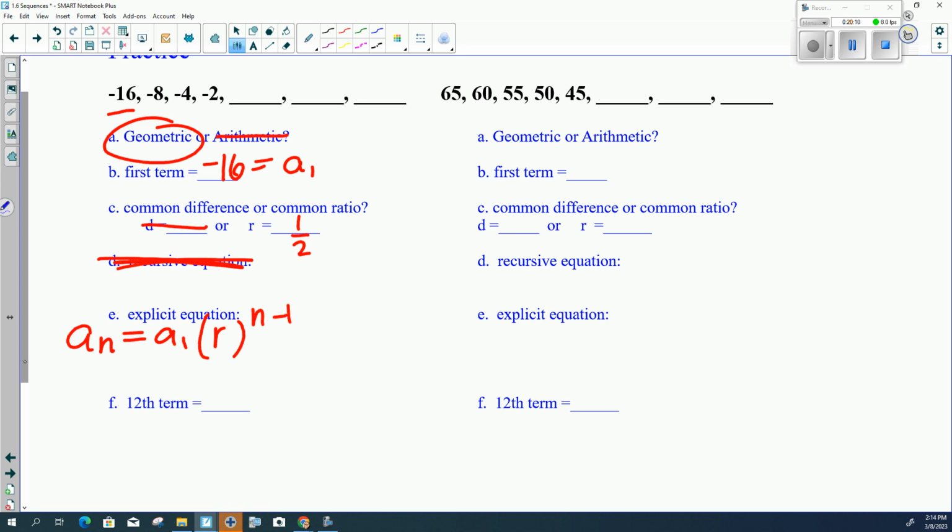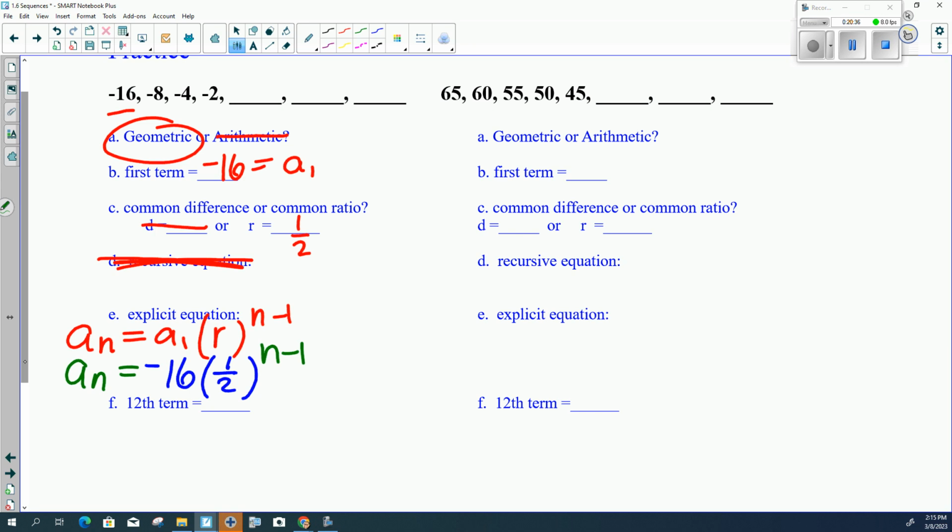Okay, so I just wrote down the generic one. Will you please plug in a sub 1 and r? So it will look like this. A sub n stays the same. Instead of a sub 1, we put our negative 16. Instead of r, we put our common ratio. I'm trying to be fancy with the colors.